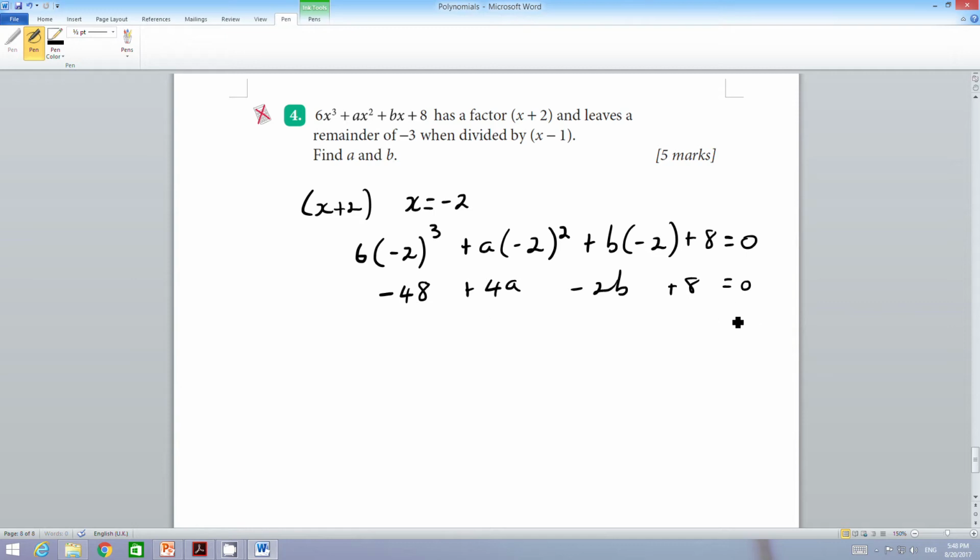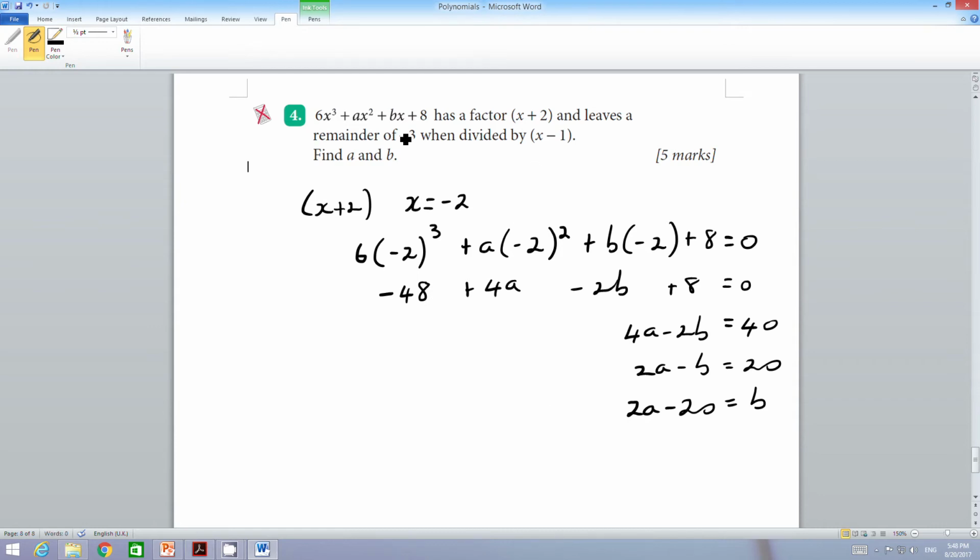We're going to add 40 on both sides. So we are left with 4a minus 2b. We're going to divide both sides by 2. So we get 2a minus b is equal to 20. This is the first expression that we get. We can leave this expression in terms of a and b, or alternatively, I can make b the subject. So 2a minus 20 is equal to b. This will be easier later when we substitute the value of b into the next expression.